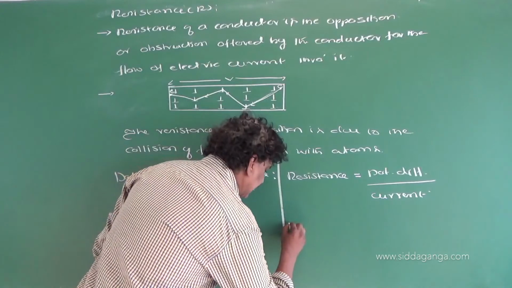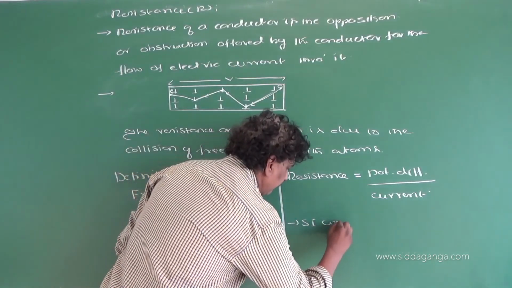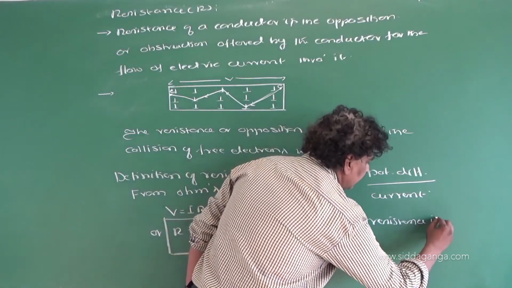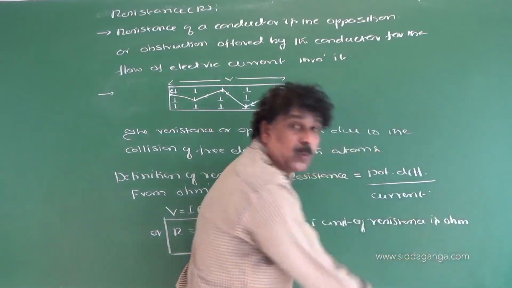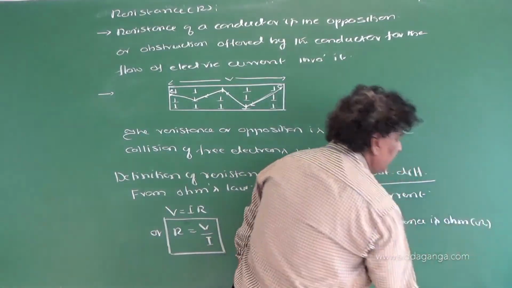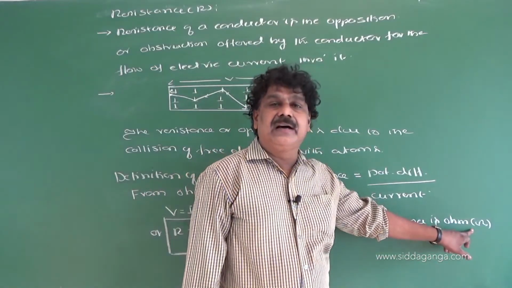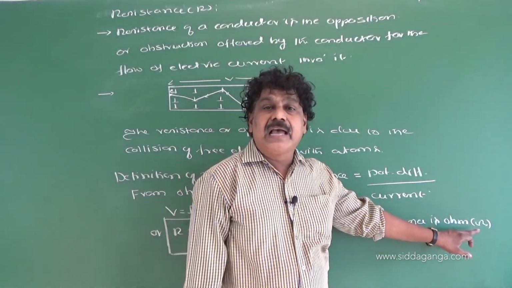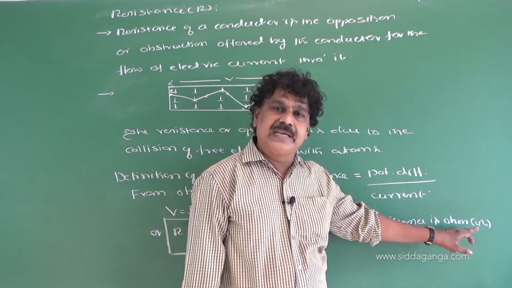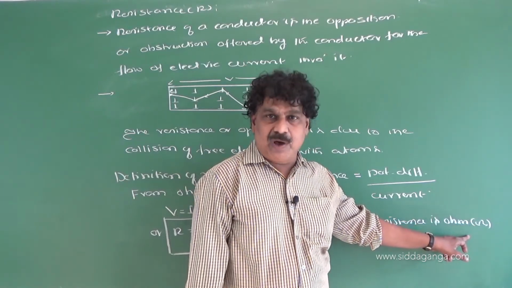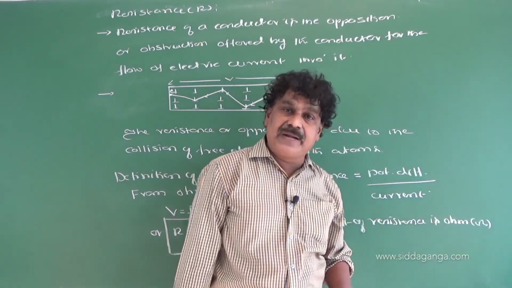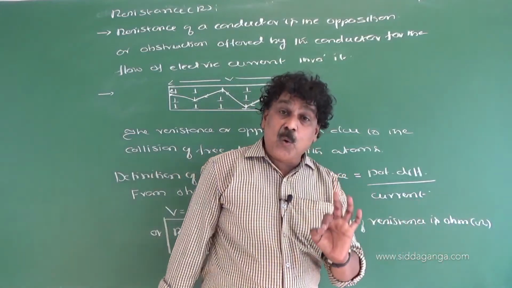Now, the SI unit of resistance is ohm. It is denoted by the symbol Ω. This is the Greek alphabet, called capital omega. Just like in English alphabets, in Greek alphabets there are capital letters and small letters. This is the capital letter omega of the Greek alphabet.